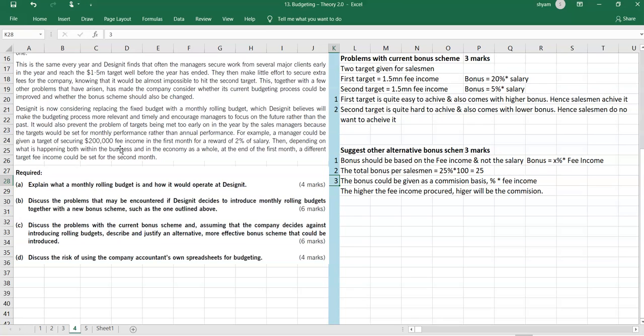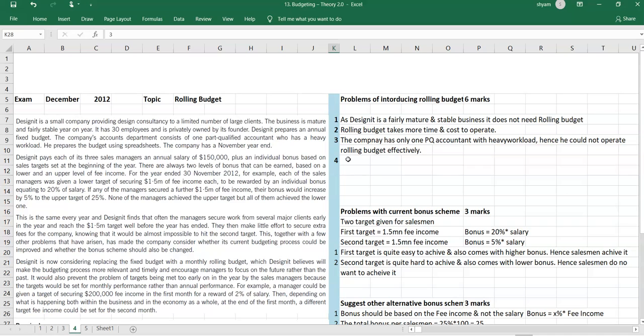For example, a manager could be given a target of securing 2 million, okay, sorry, 200,000 fee income in the first month for a reward of 2% of salary. Then, depending on what is happening both within the business and in the economy as a whole, at the end of the month, first month, a different target fee income could be set for the second month. Okay, so what they are telling is the sales target can be kept as changing for every month. They want to keep on changing that sales target every month.